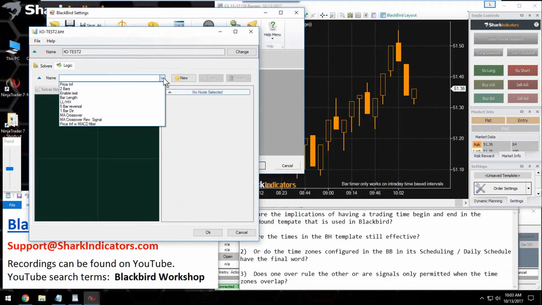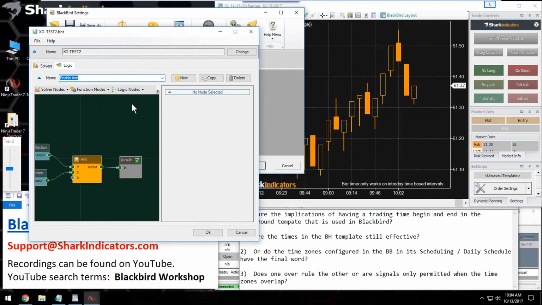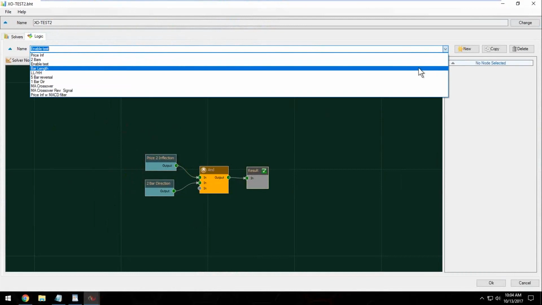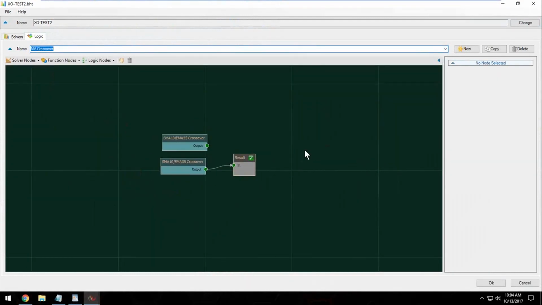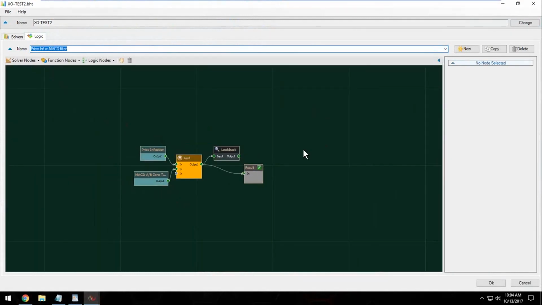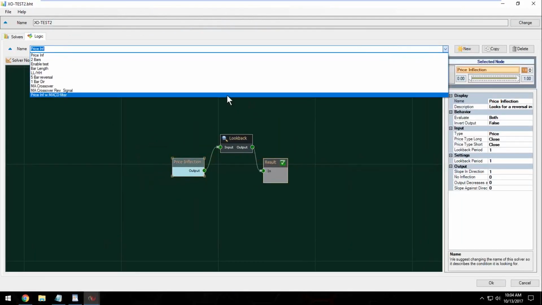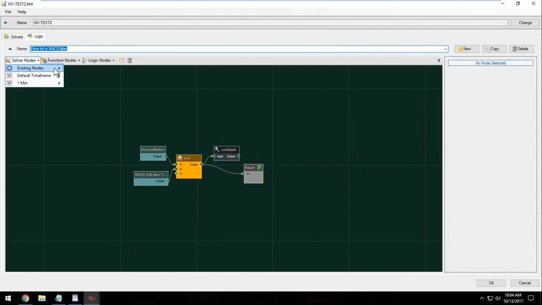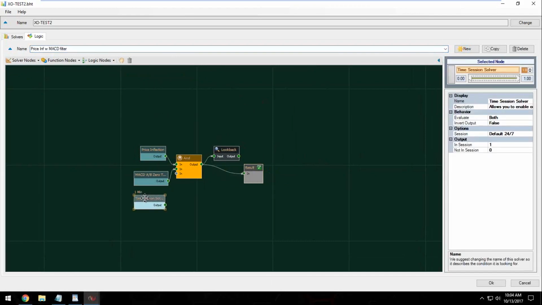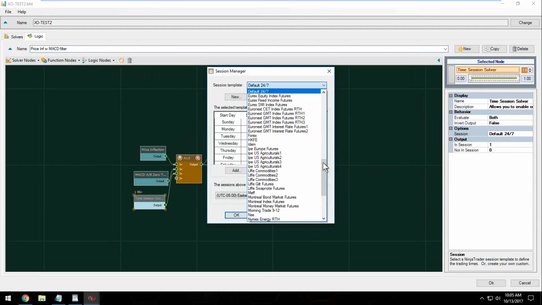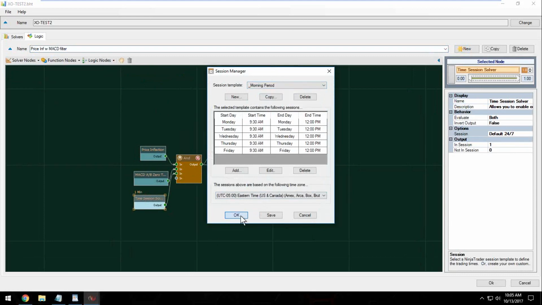I just need to scroll through the logic templates and find out which logic template has that time session solver in it, and none of them do. All right, I'm just gonna pick one. Yeah, I'll use this one, and there. All right, just gonna quickly set this up. All right, that looks good.